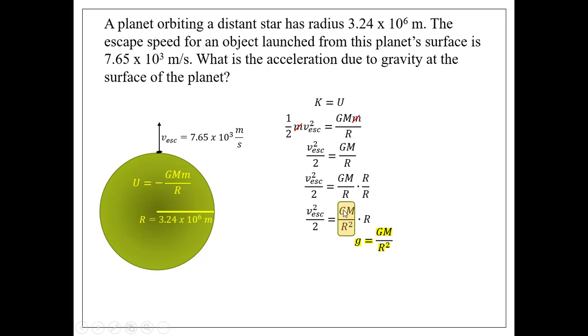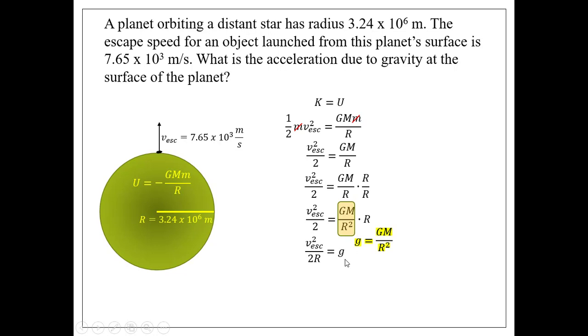So therefore, wherever GM over r squared is, I can just replace that with g. So here, I'm just going to go ahead and replace this whole highlighted part with g. But you know that there's still this little capital R on the right side. So to get g by itself, I will divide both sides by r, or I'm just going to move this r on the right to the bottom left denominator. So it becomes v escape squared divided by 2r. So I have an expression now for g.